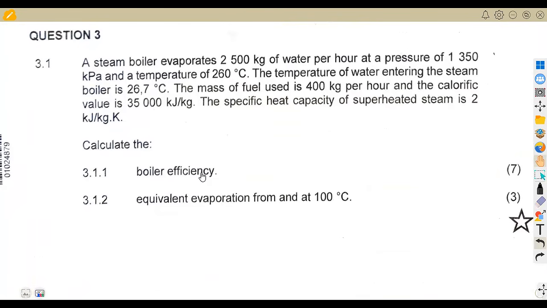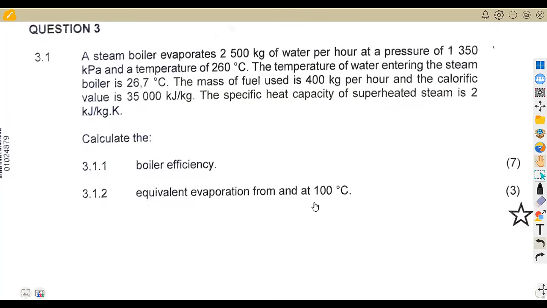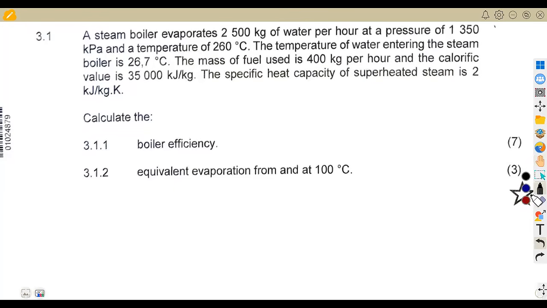Question number 3, we are given a steam boiler that evaporates 2,500 kilograms of water per hour at a pressure. It is evaporating this mass as a steam boiler. Then the temperature of water entering the steam boiler is given, and also the mass of the fuel, the calorific value, and the specific heat capacity of the superheated steam. It entered as water, and when coming out, it's now a superheated steam.